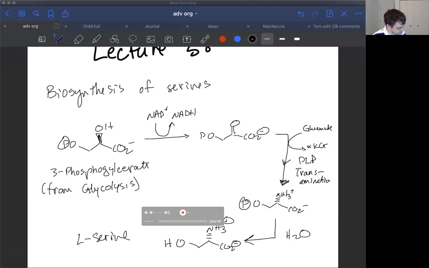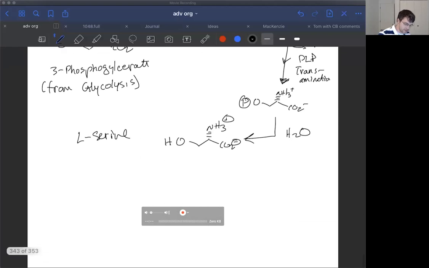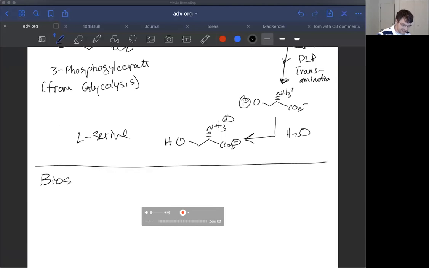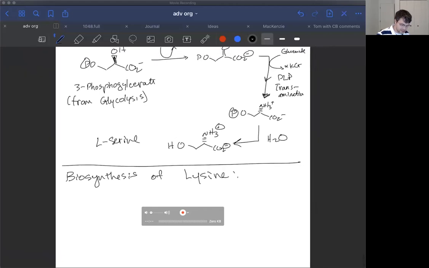Okay, so this goes pretty quick then, this biosynthesis of serine, starting from an intermediate in the glycolysis pathway. Now, to switch things up in terms of the type of amino acid, the complexity, and what I would argue is the efficiency. I would wager this is not a very efficient biosynthesis, but it's a critical amino acid: the biosynthesis of lysine.